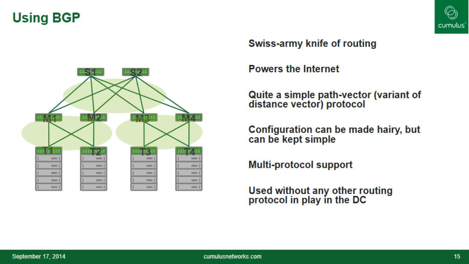BGP powers the internet, by the way, so this is not something that you shrug lightly, and it's a Swiss Army knife of routing. Not only when you say, okay, who am I, there's a classic router ID, and what do I tell them? BGP can tell you IP address prefixes, or it can be configured to send you the recipe for chicken a la king. I mean, BGP pretty much does everything. So it's a Swiss Army knife. It's pretty powerful, even though it's a very simple protocol in the actual understanding and the implementation of it compared to a link state protocol. BGP is actually pretty simple.